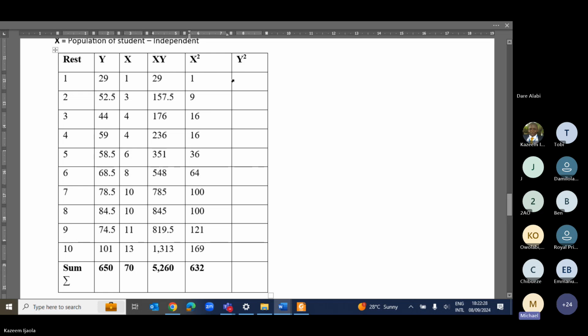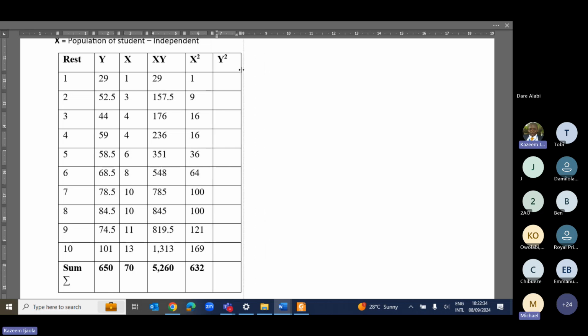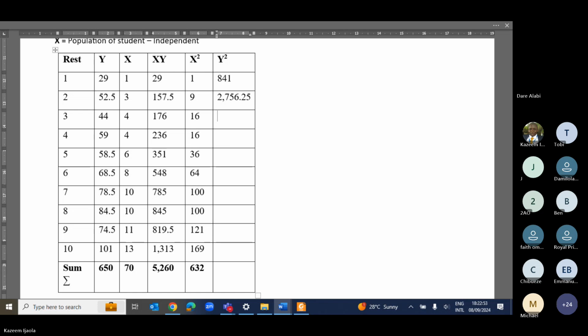Is that correct? Yes. Okay, let's do Y square too. I don't know whether we need Y square or not, but let's do it first. So Y square: 29 times 29 is 841. 52.5 times 52.5 is 2756.25. 44 squared is 1936. 59 squared is 3481. The next one.